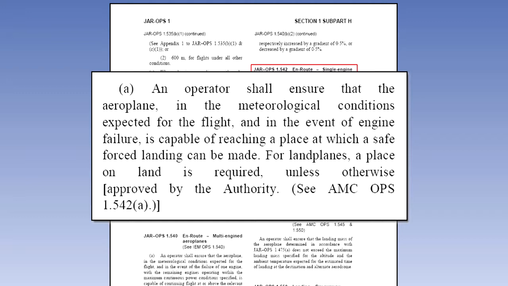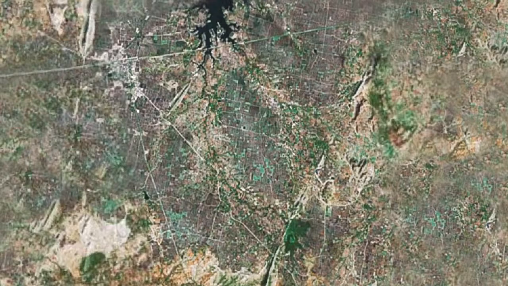In order to be able to comply with the rule you have just seen, an operator has to know certain details about the route to be flown and the performance of the aeroplane. First of all, of course, for any given route, an operator must know the safe forced landing areas. On screen is a bird's eye view of an example flight from airfield A to airfield B, with the locations of safe forced landing areas.